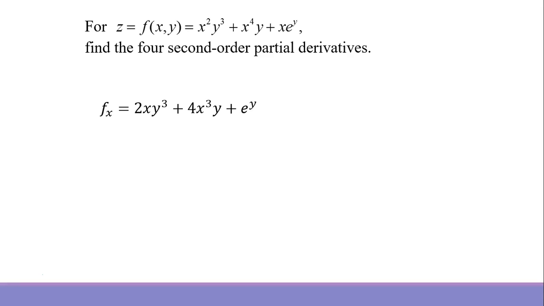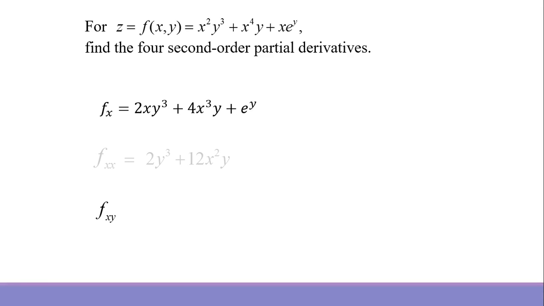Now we'll use that partial derivative with respect to x to get the first of our second-order partial derivatives, f sub xx. That means look at f sub x and take its partial derivative with respect to x. So that means everywhere we see a y, the y will be considered a constant. So the derivative of 2x y to the third is 2y to the third. The partial derivative of 4x to the third y is 12x squared y. And the derivative of e to the y is just 0 because e to the y would be a constant.